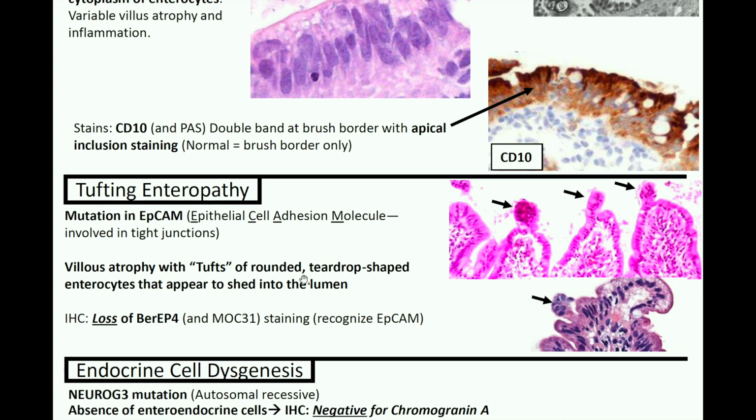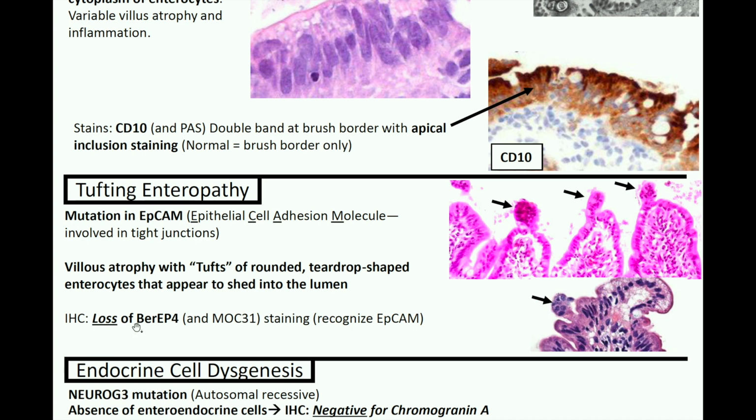And on IHC, you're going to get loss of BerEP4 and MOC31 staining, which recognize EpCAM, or epithelial cell adhesion molecule. And that would make sense if you think you have a little clip or something right here, like an adhesion molecule holding this villus or villi together. If you have a mutation in that, you're going to have a little bit of a loosening or an unbuckling. So if you just think about the pathophysiology, it kind of makes sense to what we're seeing here.